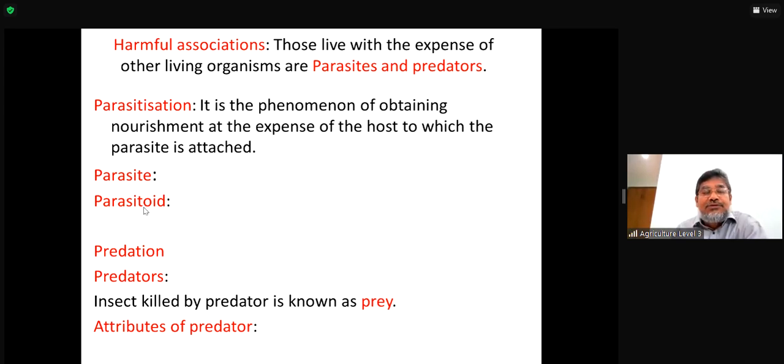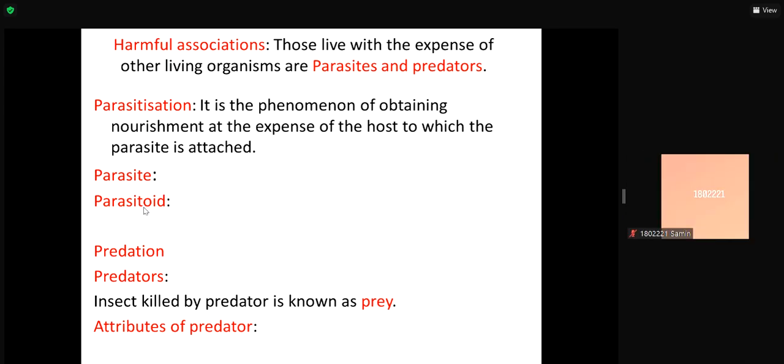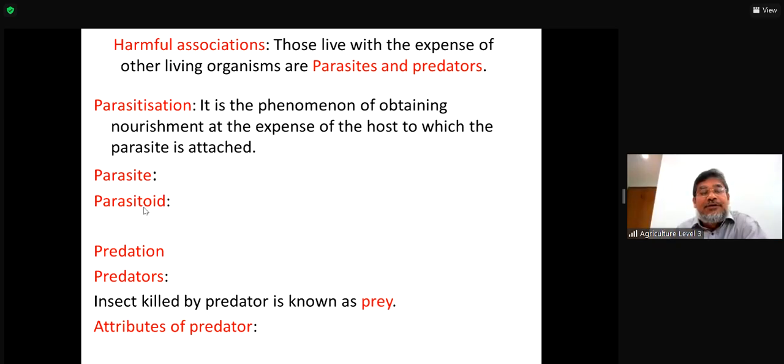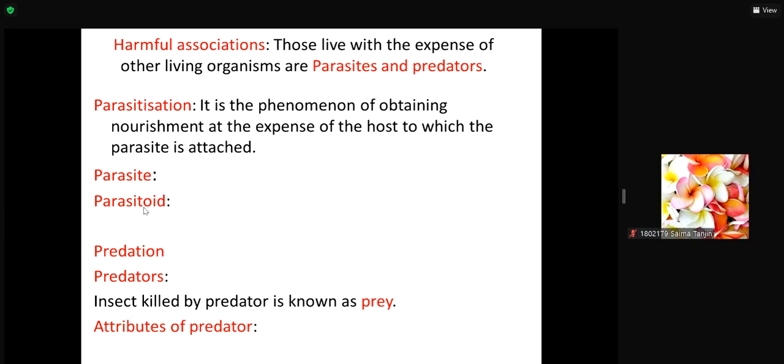But in the course of its development, it will develop inside the body of the host. Its offspring will be developed inside the body of the host. But the host will not be killed just as a result of food consumption by the parasite. This type of parasite is called a parasitoid. And what will happen? The parasitoid will be able to kill the host. So the difference between parasite and parasitoid is: all the parasitoids are parasites, but all the parasites are not parasitoids.